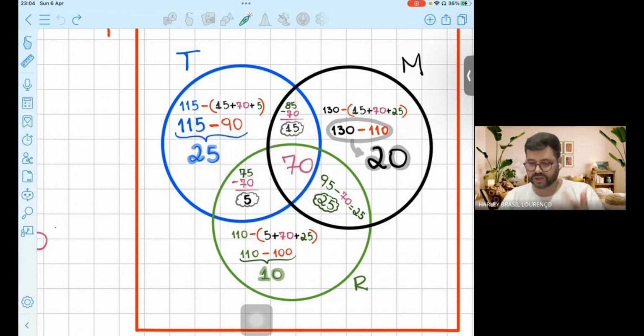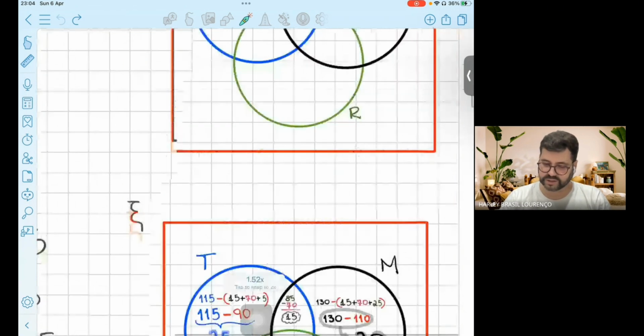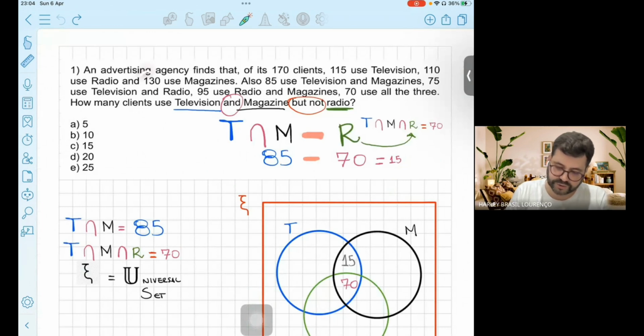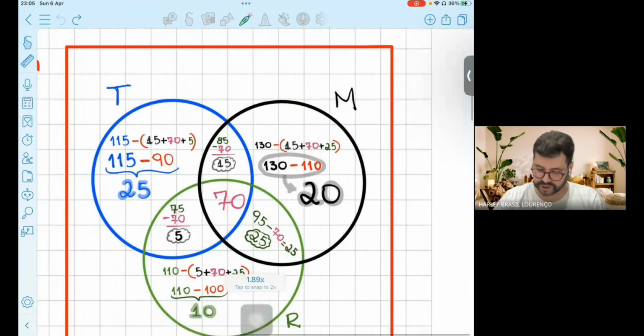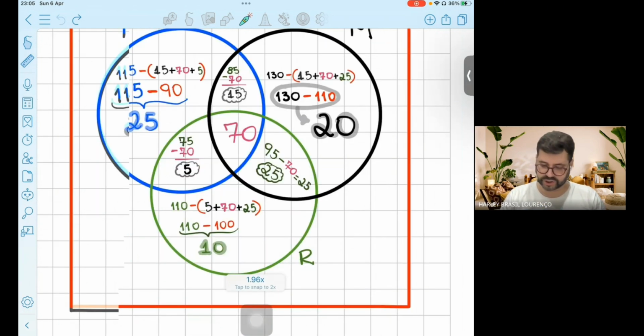The same logic is applied in all these areas right here. So the total number of clients that like magazine is right here. 130 people like magazines. Okay, so I get 130, which is this whole area, and I take away 15, 70, and 25. 15, 70, 25, which makes 110. 130 minus 110, 20. The same logic here.